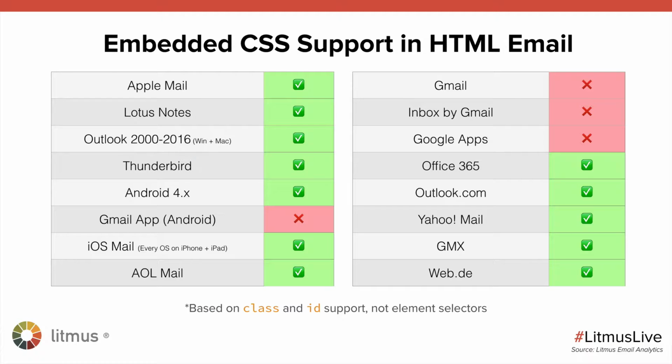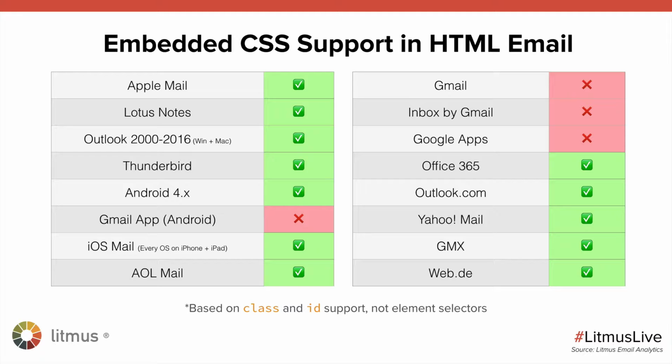Next, we have embedded CSS support, which gets a bit better. And when I talk about embedded CSS, I just want to make a quick note. I'm only talking about true embedded CSS support, so including class and ID support, not factoring in element selectors. Regular Gmail supports element selectors, but for the sake of this argument, I'm talking about true CSS support here. And the support jumps up drastically. If you take a look at it, the only family of clients that does not support embedded CSS is Gmail.